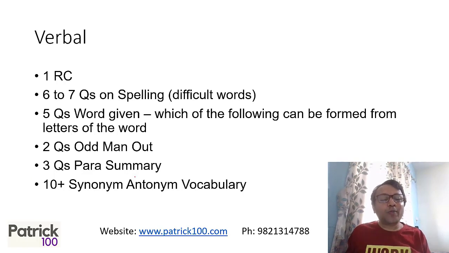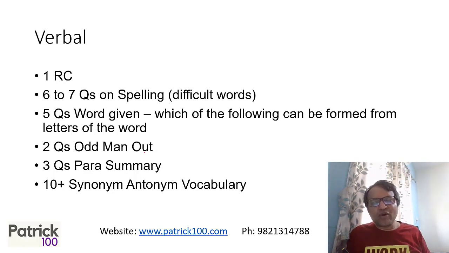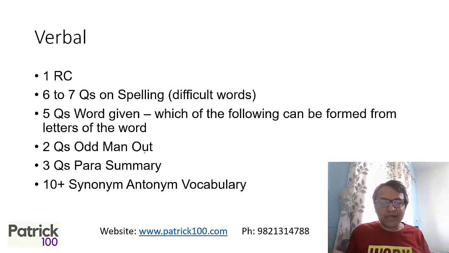Two odd man out, two para summary, and synonym antonym vocabulary questions, around 10 plus. In odd man out, there were 4 animals given and 1 locust given, and you had to choose the odd man out, basically which is the odd word out. So these are the verbal type of questions, with no major surprises considering the pattern of paper that's coming in.